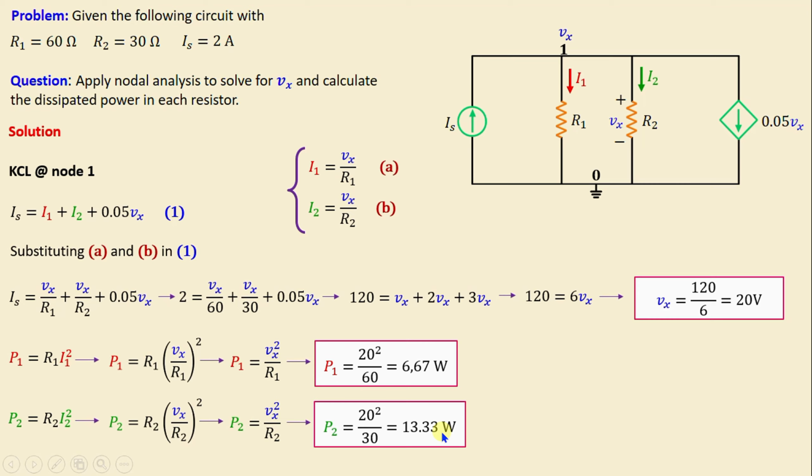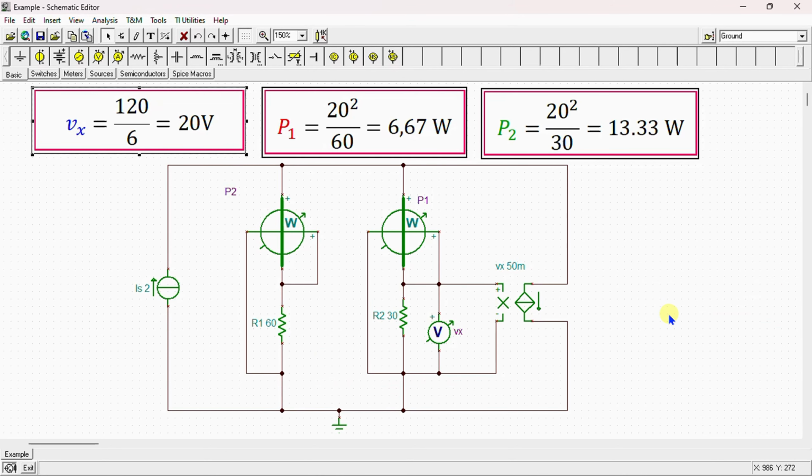After completing the calculation, we conduct a simulation using SPICE to verify our results. Now let's proceed to the SPICE environment. Here is our network drawn in the SPICE simulator. We can see here this is the independent current source IS, and this is the dependent source, a voltage controlled current source, and this is the resistor R1 and the resistor R2.